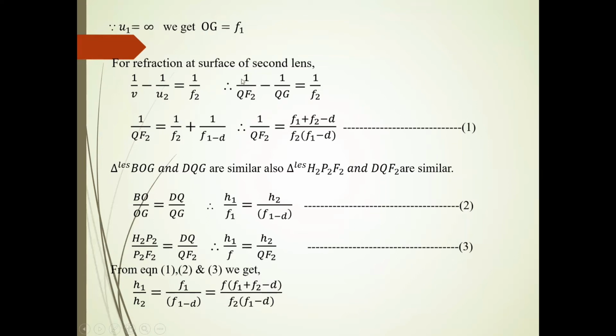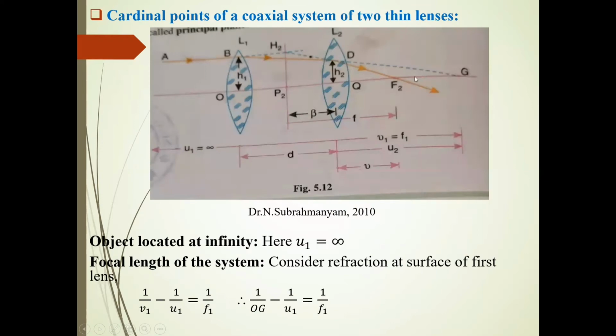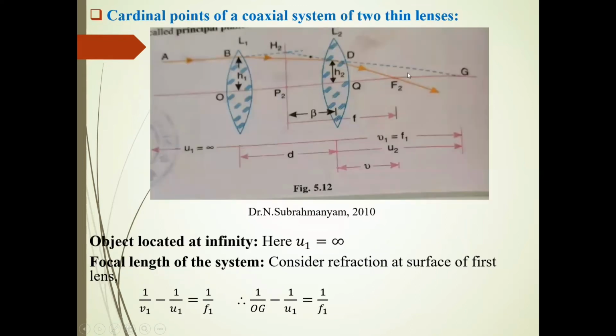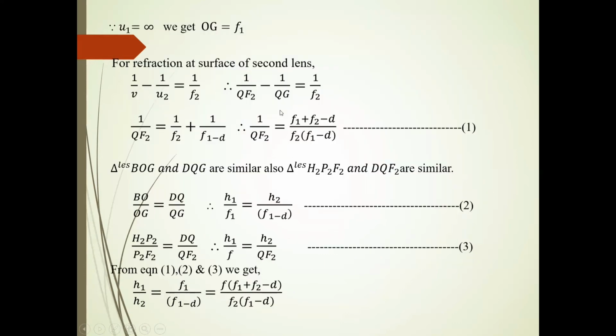Now for refraction at the surface of the second lens, 1/V minus 1/U2 is equal to 1/F2. This V is QF2, and U2 means QG. So 1/QF2 is equal to 1/F2 plus 1/(F1 minus D). So 1/QF2 is equal to (F1 plus F2 minus D) upon F2 into (F1 minus D). Equation first.